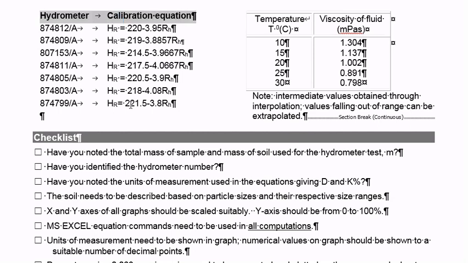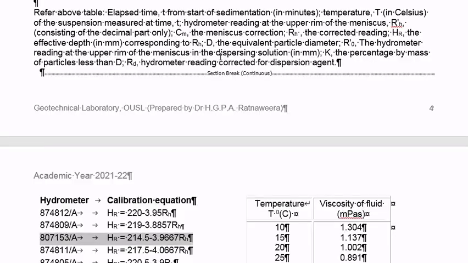Now, we have several hydrometers in the lab. So you have to check the serial number of the hydrometer that you are using in order to do the practical. Okay. So then let's say your hydrometer is 807153A. Then this linear equation will hold: HR is equal to 214.5 minus 3.9667 RH. So of course, you have to know what these parameters mean, HR and RH.